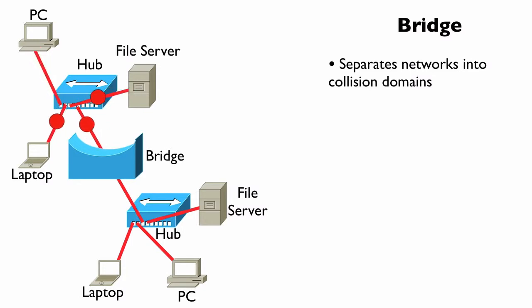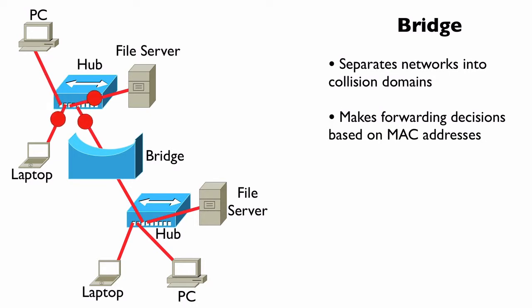And unlike a MAU, unlike a hub, a bridge does intelligently make forwarding decisions. It's going to learn, as it sees frames flowing through the network, the MAC address, the media access control address, the 48-bit address that's burned into these network devices. It's going to know that the laptop with this 48-bit MAC address resides off of port number 1. And this file server with this other MAC address resides off of port number 2.